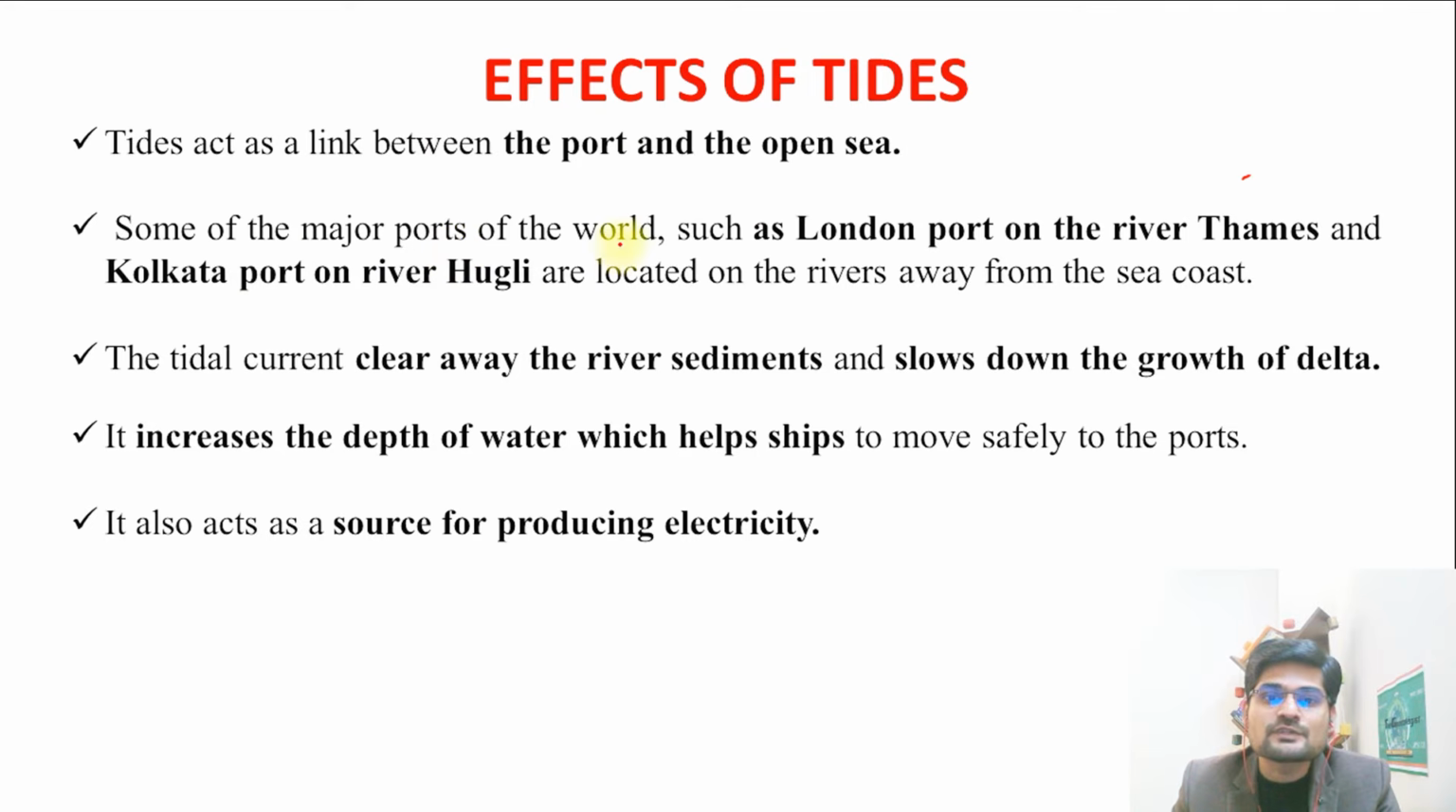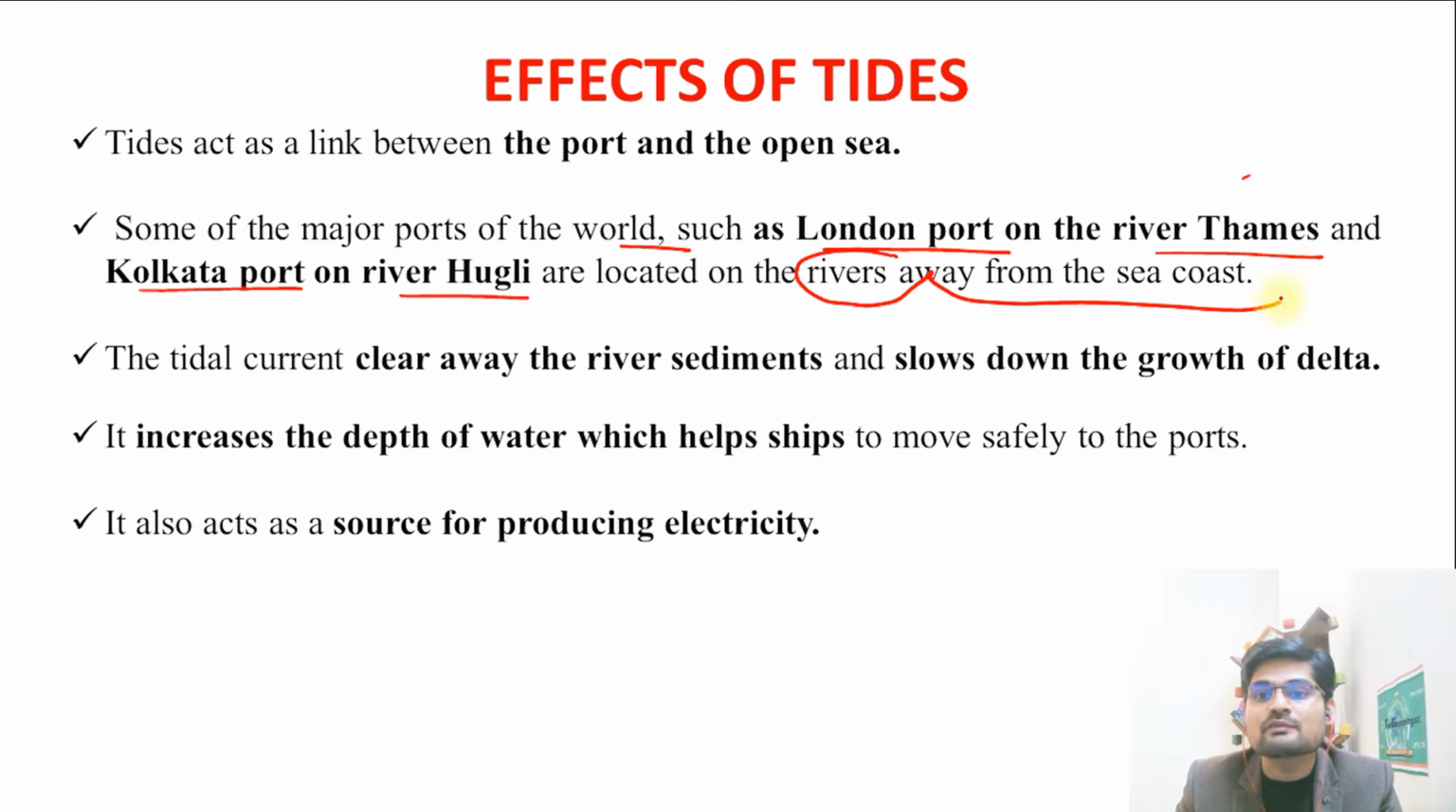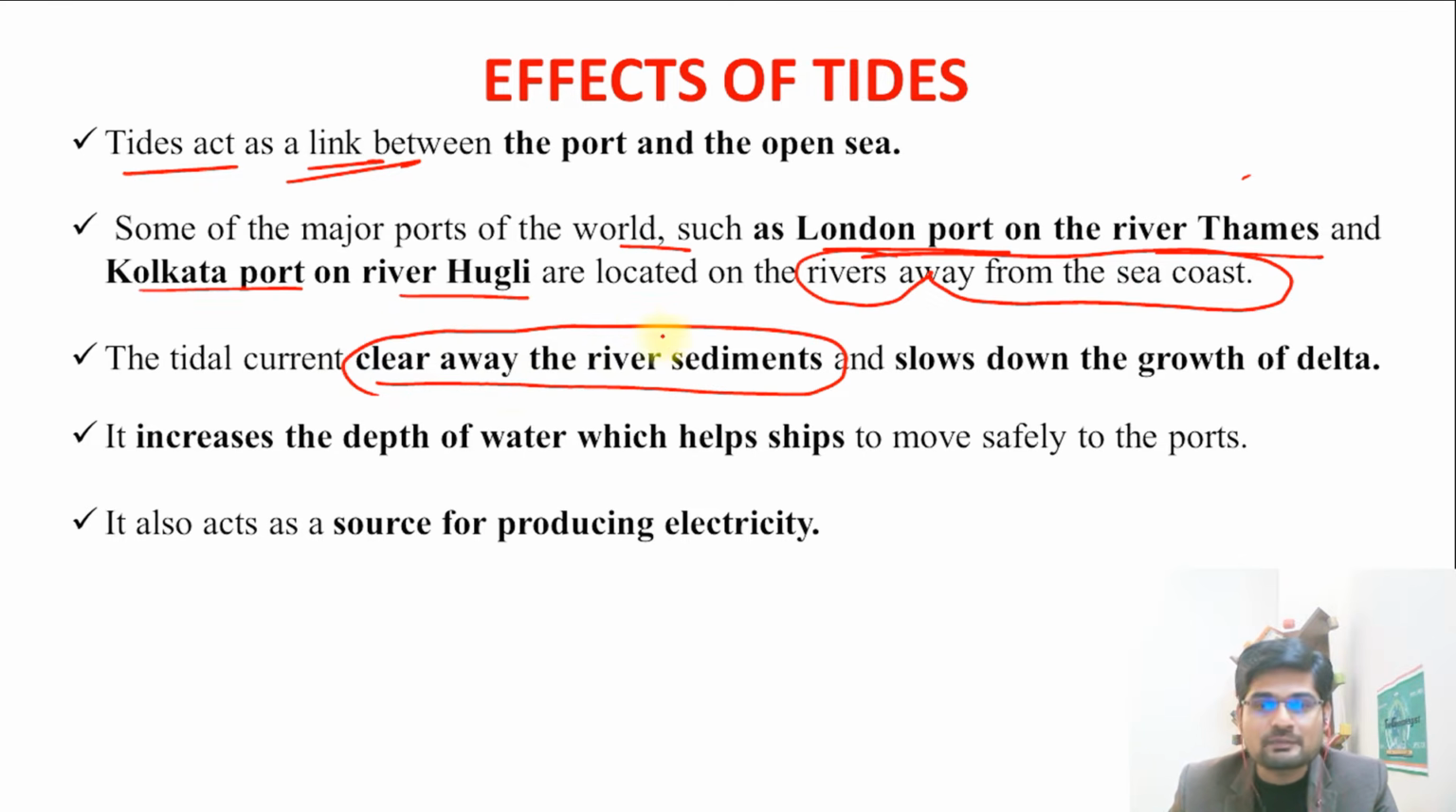So some of the major ports of the world, such as London port on river Thames and Kolkata port on river Hugli, are located on the rivers away from the sea coast. That is an important point to remember, and that's where tides act as a linking factor. The tidal current clears away the river sediments. That is also important because if there is too much sediment, it will lead to the ship getting stuck in the water and also slows down the growth of delta as well. So that is another factor, that tidal current slows down the delta growth as well.